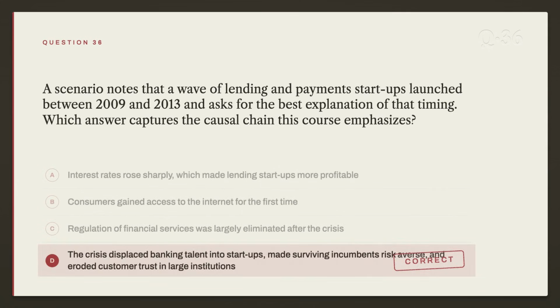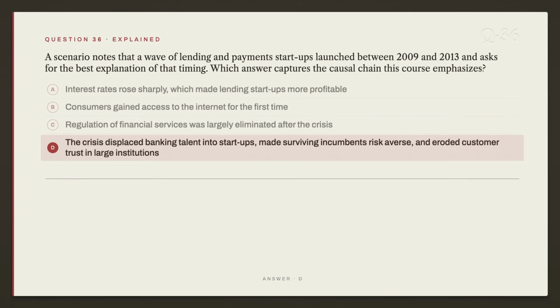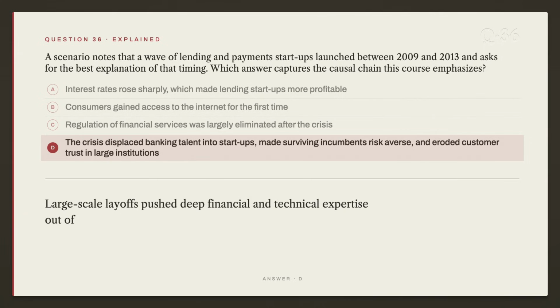The correct answer is D. The crisis displaced banking talent into startups, made surviving incumbents risk-averse, and eroded customer trust in large institutions. D is correct because large-scale layoffs pushed deep financial and technical expertise out of incumbent banks and into new ventures built by people who knew exactly how the old systems worked.